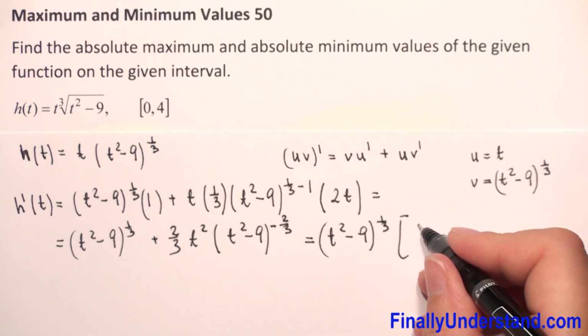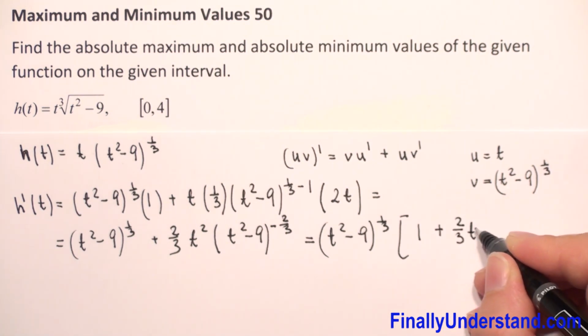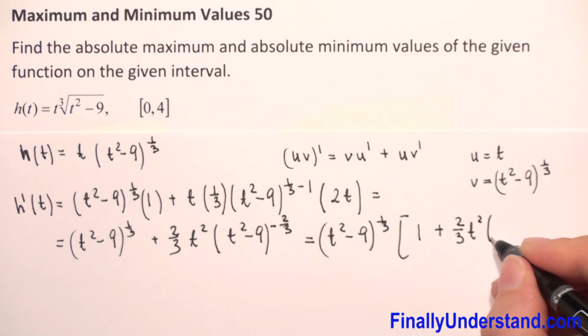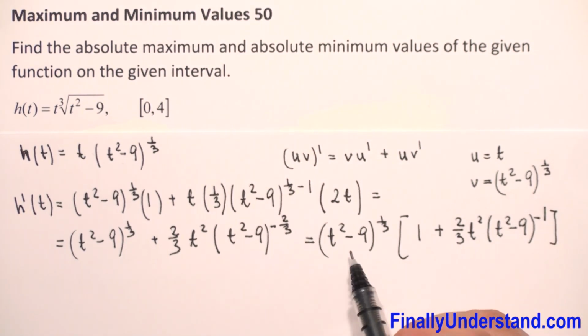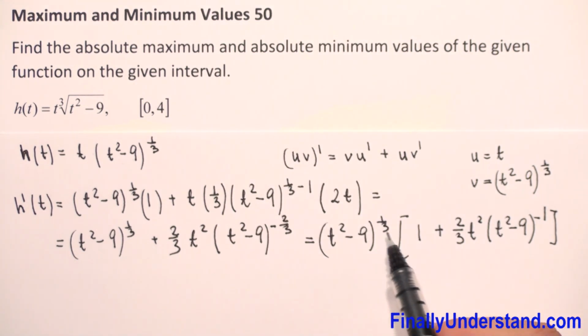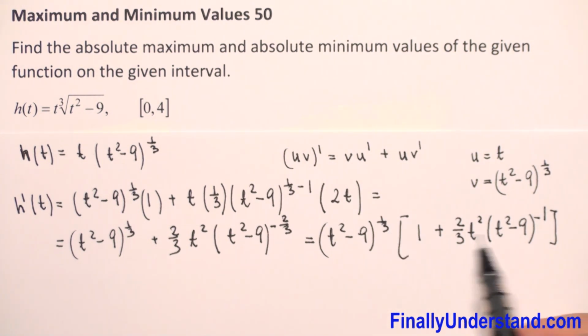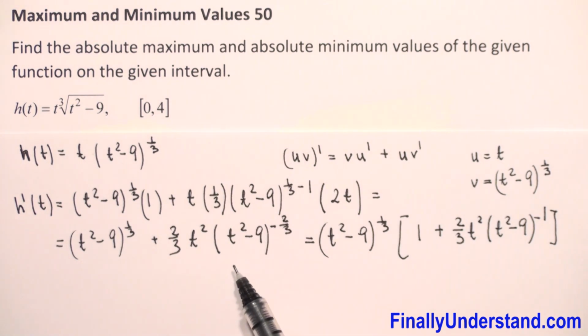So now we can factor out t squared minus 9 to the power 1/3, so it will be, from the first expression we have only 1, plus 2 over 3 t squared times t squared minus 9 to the power negative 1, close parentheses. Why negative 1? Because when we multiply two expressions with the same base, we add the exponents. So 1/3 plus negative 1 is negative 2 over 3. It's the same as what we had at the beginning. It doesn't change anything.